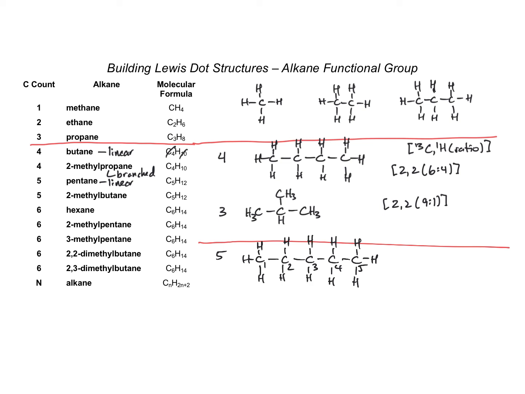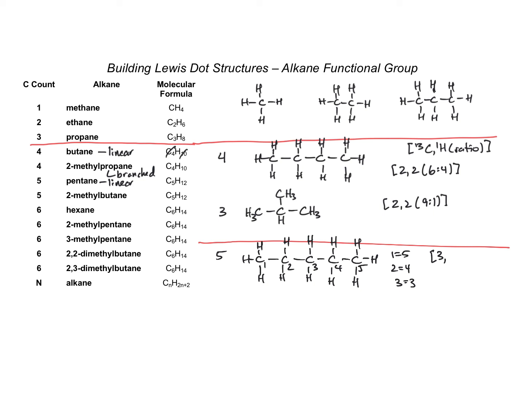So what is the classification of these? How many unique types of carbons do we have? We can do this in another way of keeping track. We can say 1 equals 5, 2 equals 4, and then 3 equals 3. So basically, this is telling us there's 3 unique types of carbon.